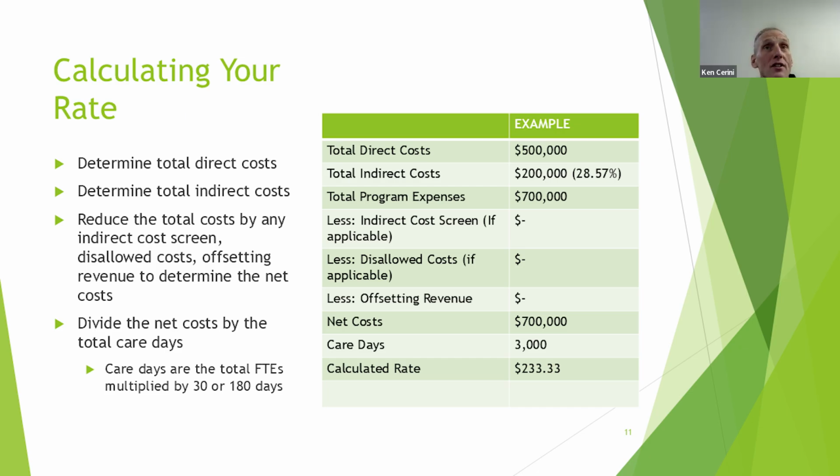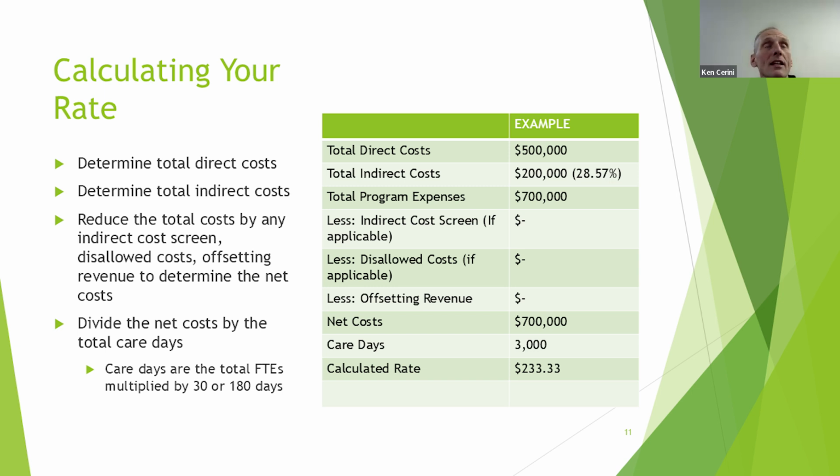The first step you do is you look to see if you're over on those indirect costs. In this case, in the example we had here, it's 28.57. So we're below that 35% threshold. If we had been above that 35% threshold, then we would have an indirect cost disallowance, and we disallow those indirect costs. Then you offset your disallowed costs, and then you also offset your offsetting revenue.